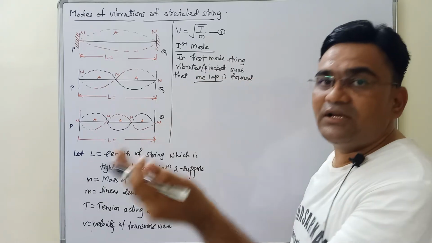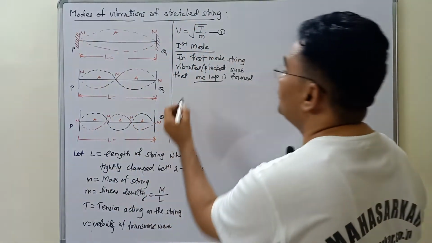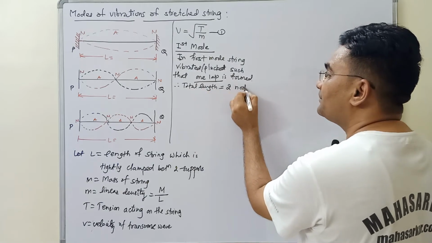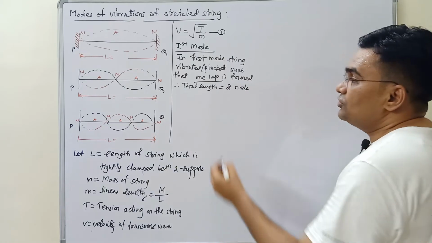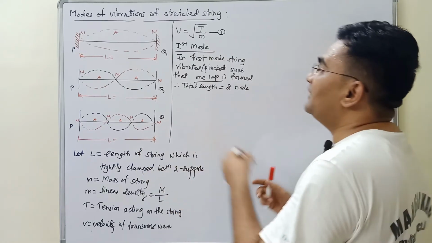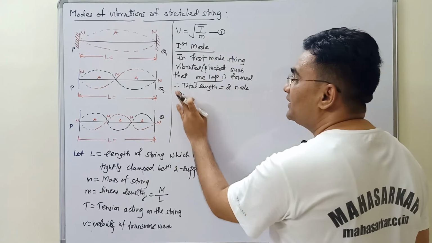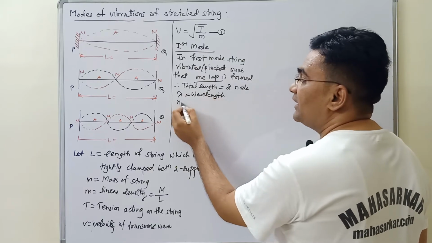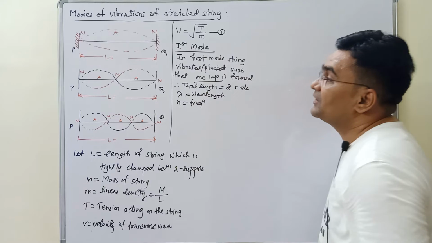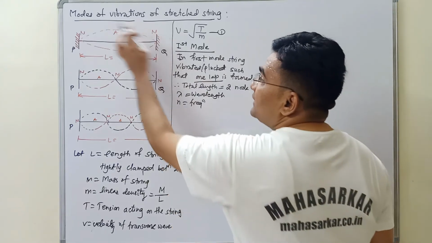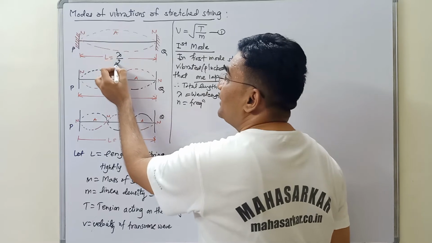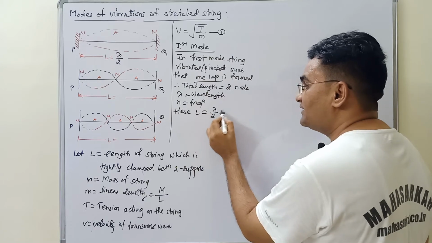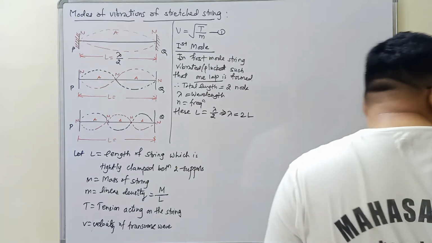So the total length of the string is divided between two nodes and one antinode at the middle. If lambda is the wavelength of this mode of vibration and n is the corresponding frequency of this mode, then as the distance between two nodes is always lambda by 2, here length L is equal to lambda by 2, which implies lambda is equal to 2L.